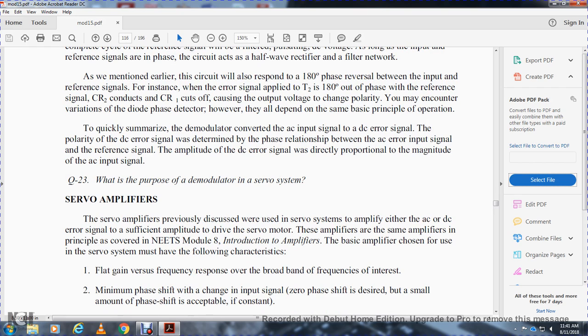Servo amplifier. The servo amplifier, previously discussed, is used in the servo system to amplify either the AC or DC error signal, simply by amplitude, to drive the servo motor. The amplifiers have the same principle as the servo amplifier. NEETS Module 8, introduction to amplifiers.